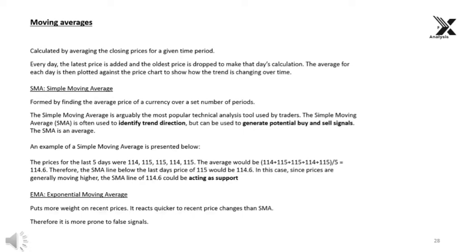EMA, Exponential Moving Average, puts more weight on recent prices. It reacts quicker to recent price changes than SMA. Therefore it is more prone to false signals. This is what a buy can look like, using a combination of EMA crossover on trend line.